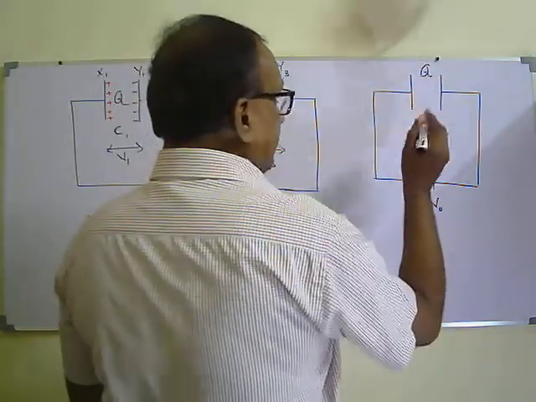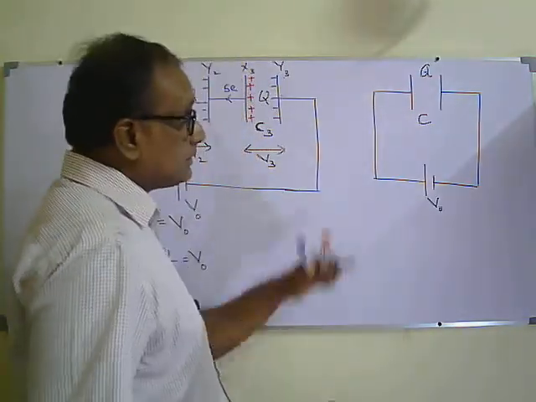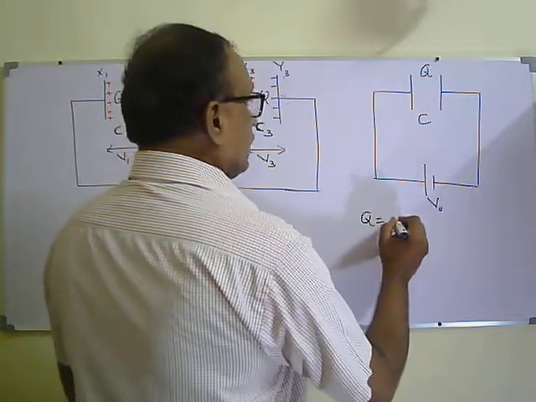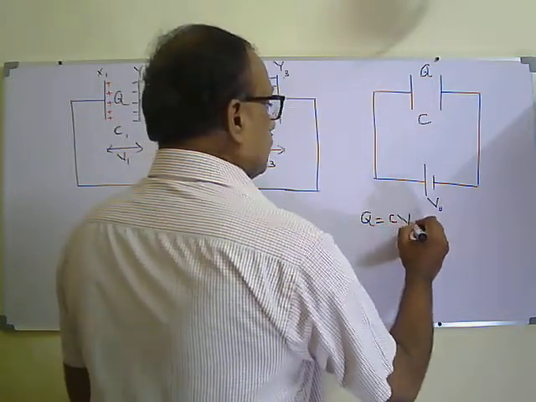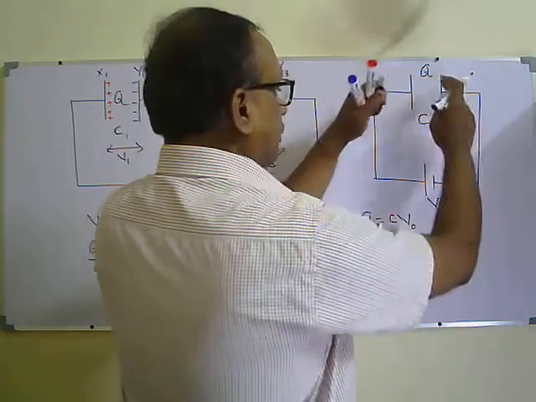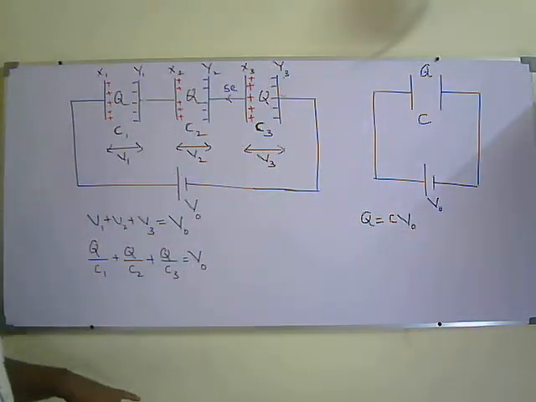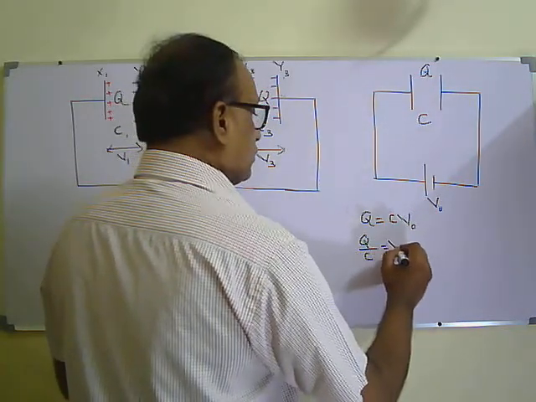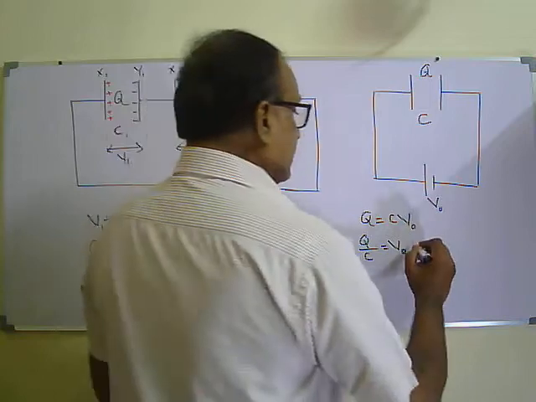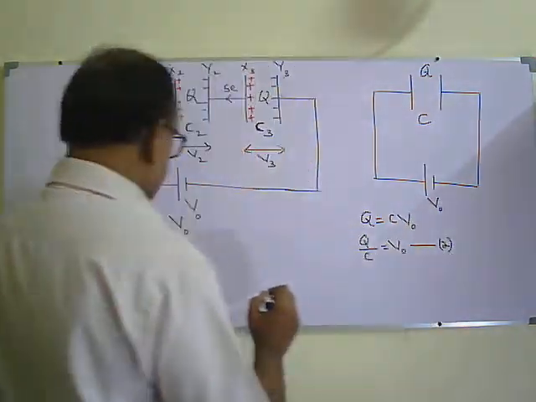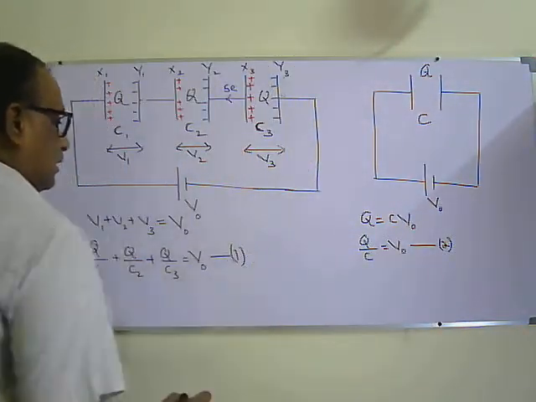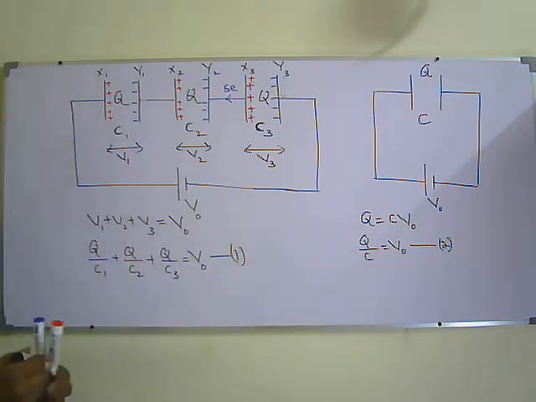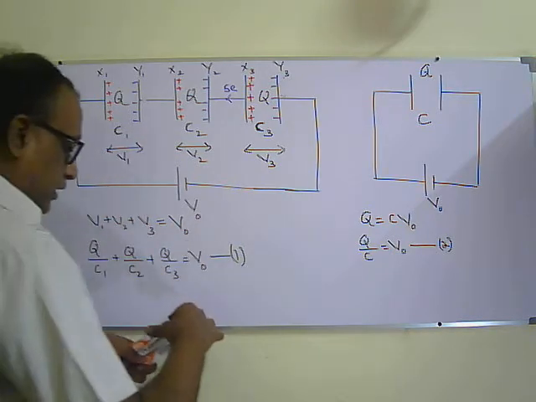So here the charge is Q and the capacitance is C. I can write Q equals C V naught, because the voltage across this will be V naught. But I know that V naught is equal to Q over C1 plus Q over C2 plus Q over C3. Call this equation 2 and this equation 1. Here the right side quantity is the same, so the left side quantities should be the same. So equate the left side quantities.